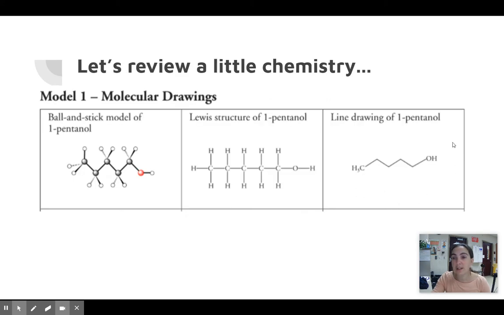Now I want to spend just a little more time looking at this line drawing, the one on the right. Keep in mind, this is the exact same molecule as the drawing in the middle and the drawing on the left, but you can see it looks much, much simpler. You'll see a lot of these drawings in biology just because it's the quickest and easiest way to represent a molecule.